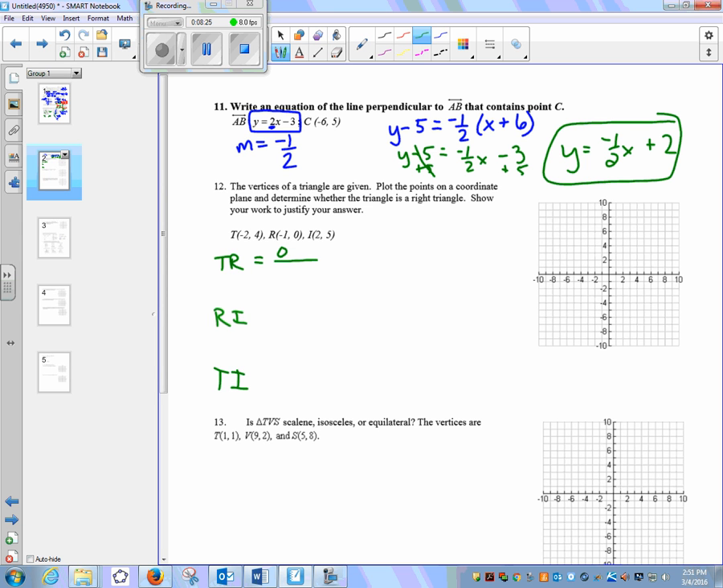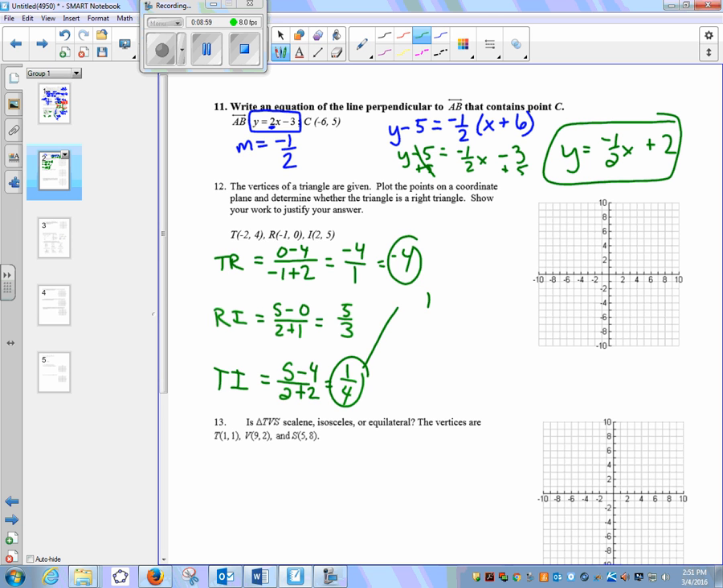Slope of TR is 0 minus 4 over -1 plus 2, -4 over 1. Slope of RI is 5 minus 0 over 2 minus a -1, which is plus, so 5 over 3. And TI is going to be 5 minus 4 over 2 minus a -2, which is 1 over 4. So I can see these are opposite reciprocals, so yes, it's a right triangle. Okay.